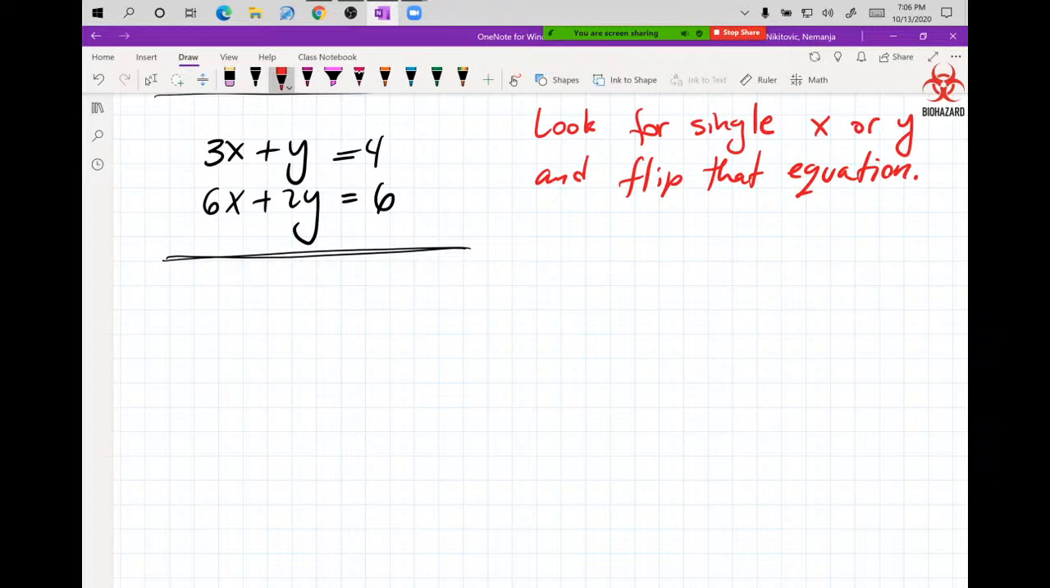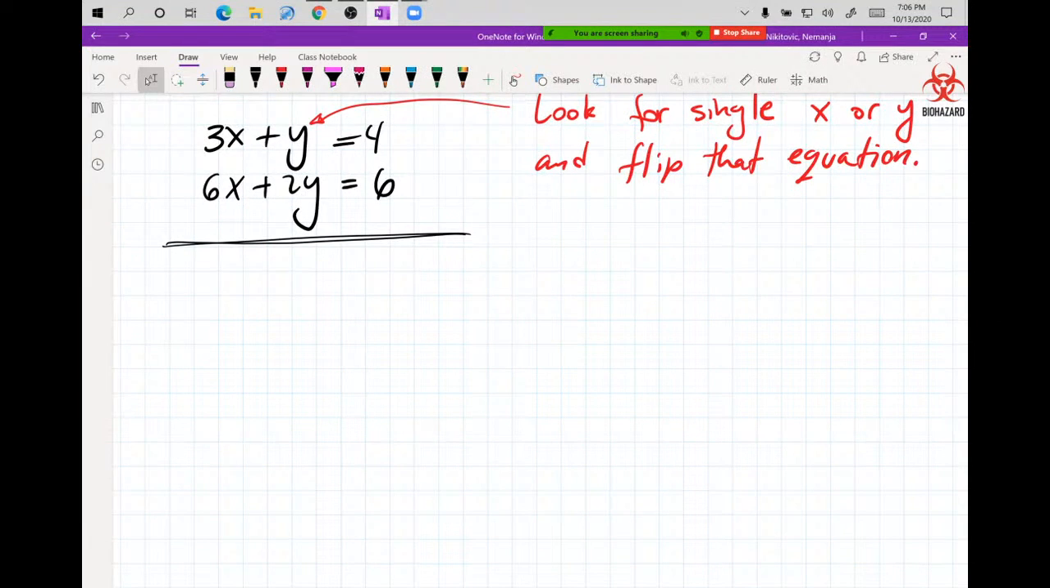Now, when you take a look at the 4 x's and y's that we have here, only one of them is single, and that's obviously this y over here. All other ones, right, this is a 3x, this is a 6x, and a 2y. So look for a single x or a y, and I'm just going to point the arrow to make that clear. So solve for the single one. Flip the equation around to solve for that single variable.